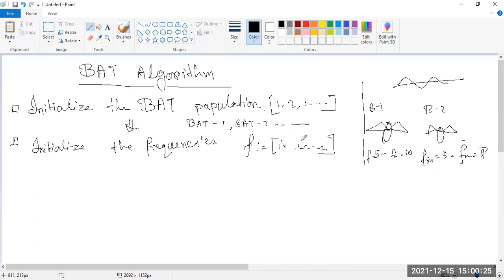Sometimes in our question the frequency is also initialized or given, or we have to give it. Whenever we go for a MATLAB program, actually there is no MATLAB program for your theoretical part. But if you apply this algorithm in your project or anywhere, then you have to mention this. Then the next step is the frequency and the pulse rate.